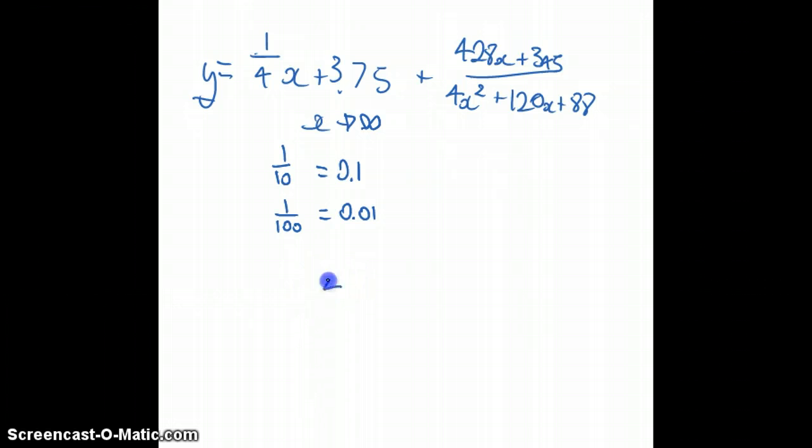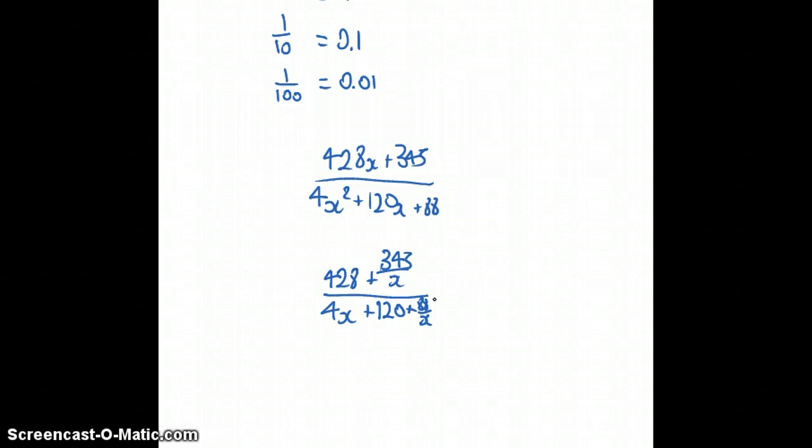Now if we take 428x plus 345 all over 4x squared plus 120x plus 88, and we divide everything by x, we would be left with 428 plus 345 over x, all over 4x plus 120 plus 88 over x.